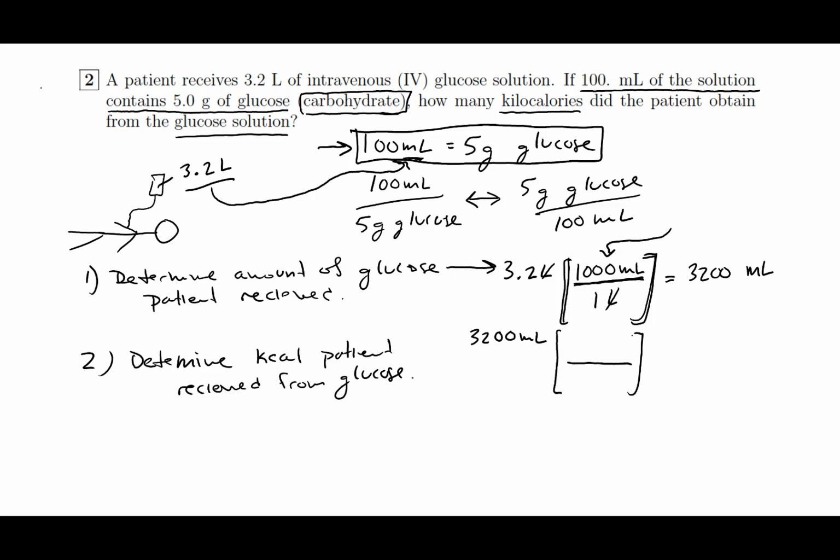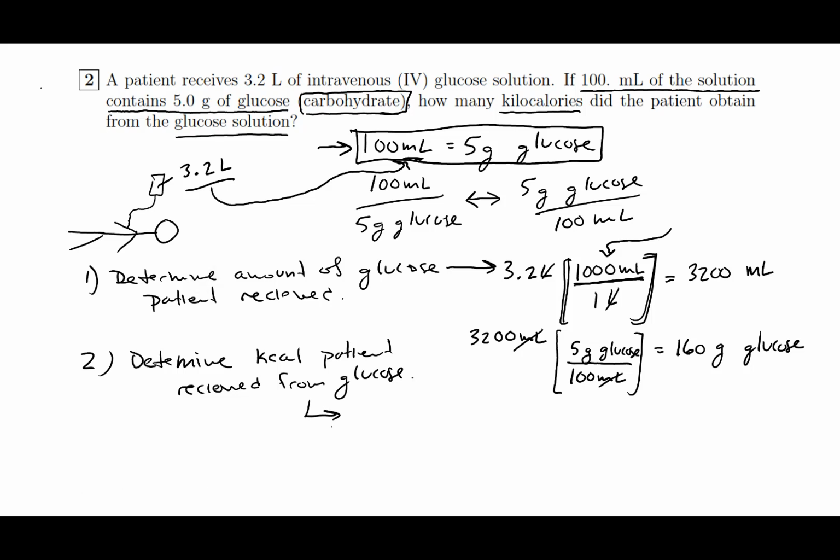And we want the milliliters to cancel, so we're going to put the 100 milliliters on the bottom and the 5 grams of glucose on the top. So then the milliliters cancel, and this works out to 160 grams of glucose. So we know that the patient received 160 grams of glucose. So now we can go to the second part.